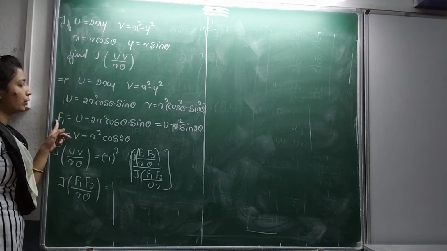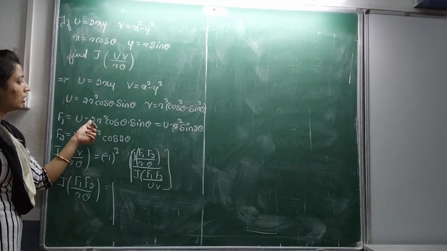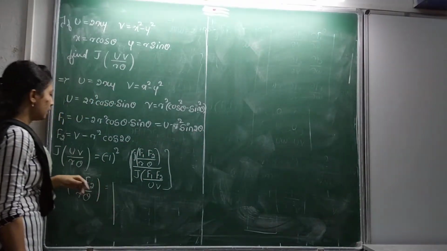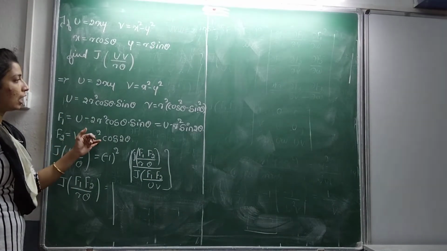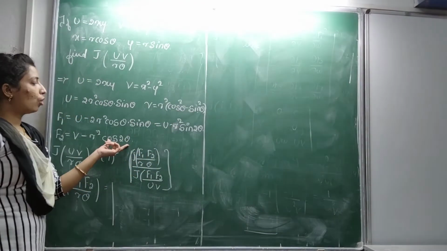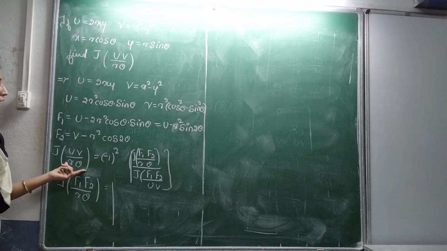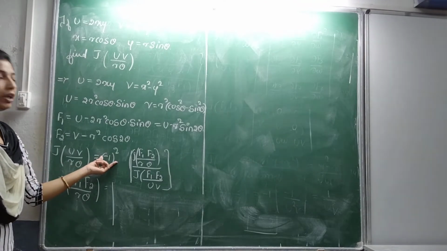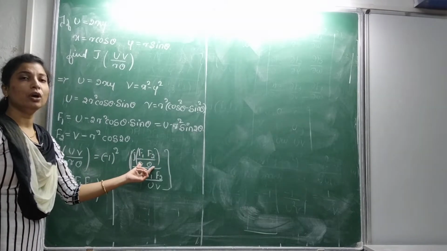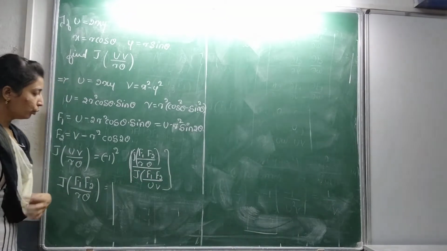Then next f1 is equal to u minus 2r square cos theta into sin theta. But 2 cos theta into sin theta can be written as sin 2 theta. Then next here f2 is equal to v minus r square as it is. Again this term cos square theta minus sin square theta can be written as cos 2 theta. Then next, the definition: Jacobian of uv with respect to r theta can be defined as, here we have two variables, so it is minus 1 whole square, Jacobian of f1 f2 with respect to r theta divided by Jacobian of f1 f2 with respect to uv.